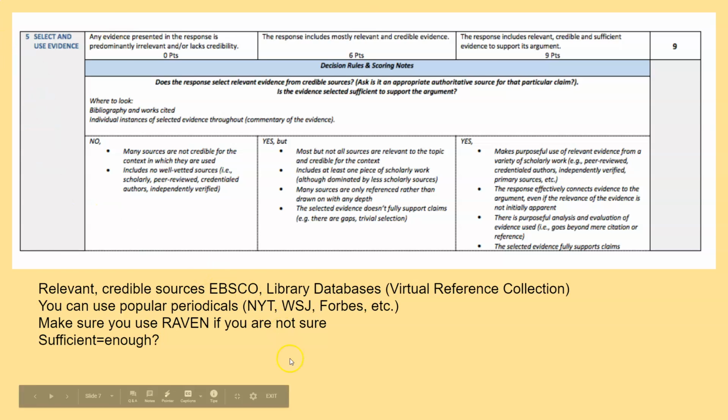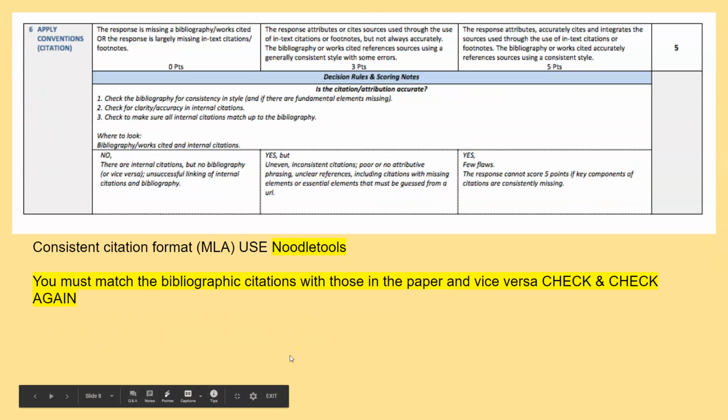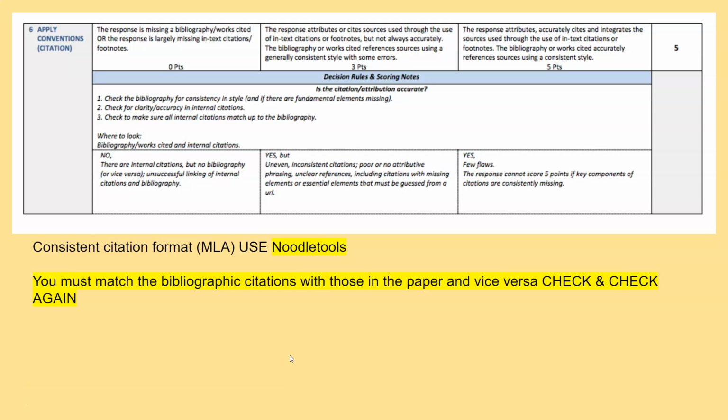All right. Number 6, the citations. All right. Consistent citation format. Use Noodle Tools, please. All right. Noodle Tools is going to be consistent, and that makes it a lot easier on yourself. You must match the bibliographic citations with those in the paper and vice versa, just like we talked about with the IRR. All right. If it's in the paper, it has to be in the bibliography. If it's in the bibliography, it has to be in the paper. Make sure you check and double check that time and time again. Okay. We don't want losing 5 points because you didn't do enough proofreading and checking.